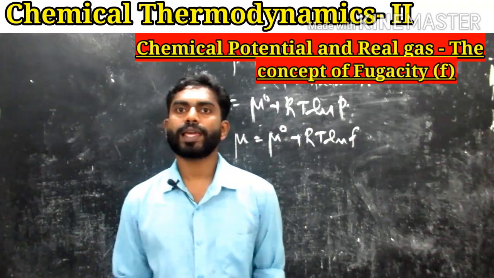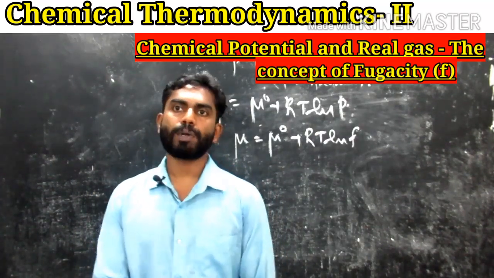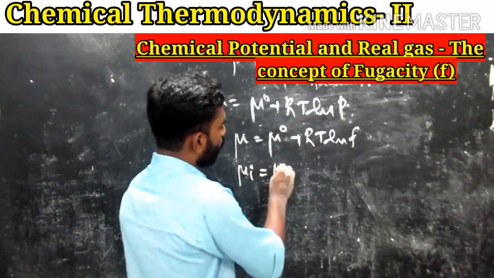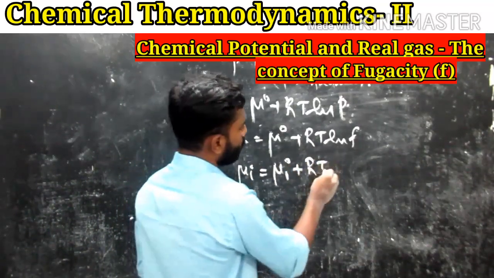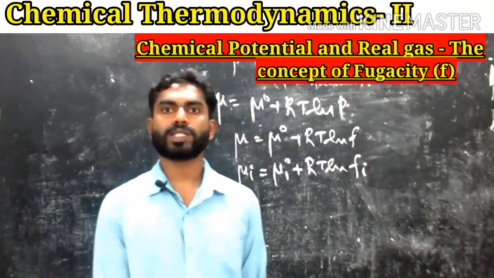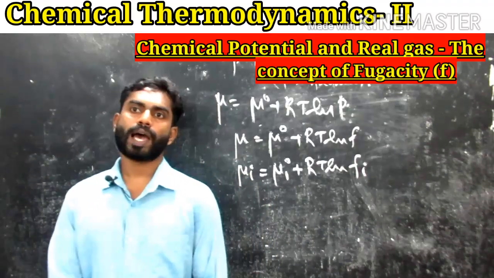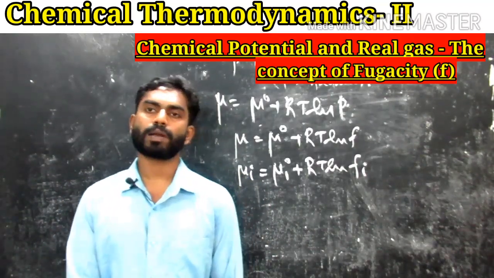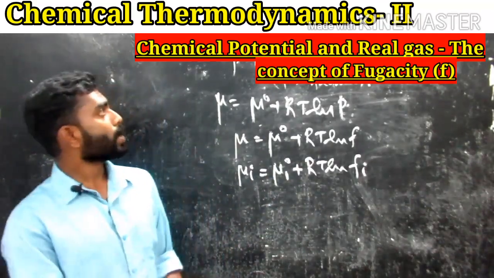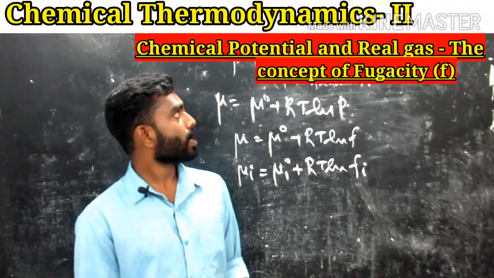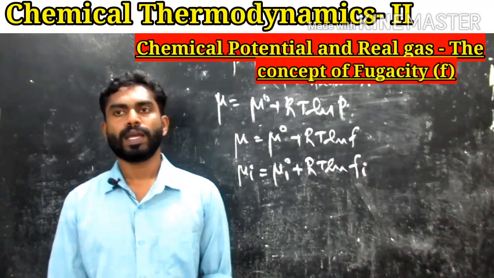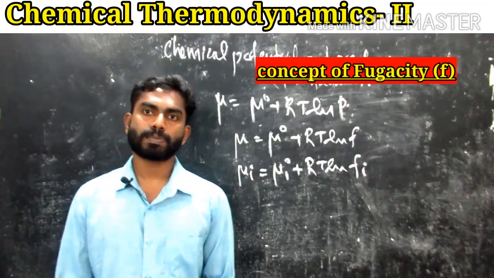In a mixture of real gases, the chemical potential of the ith component is given by mu i equal to mu i 0 plus RT ln Fi, where Fi is the fugacity of the ith component, and mu i 0 is the standard chemical potential of the ith component. This is about the chemical potential in a real gas and the fugacity. Next we are going to discuss the concept of activity.